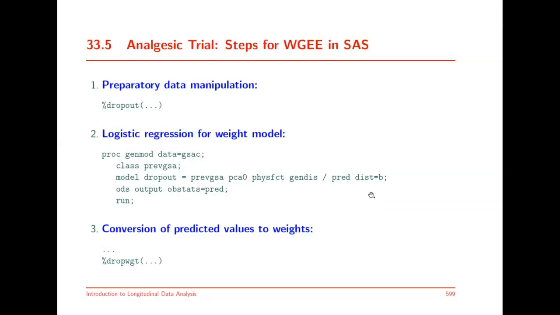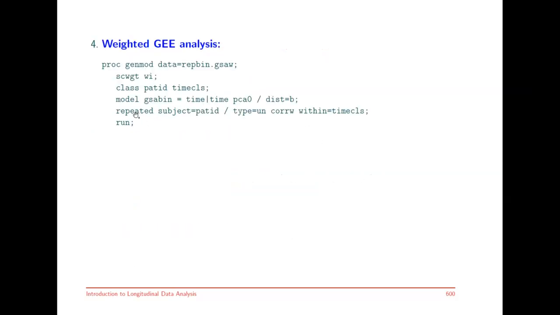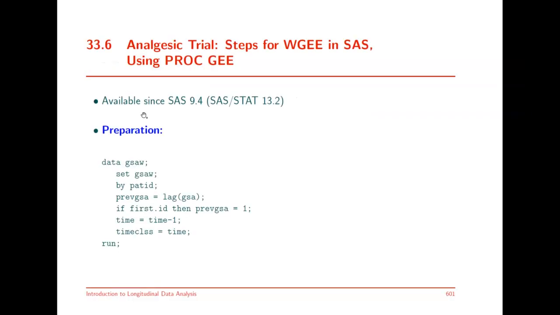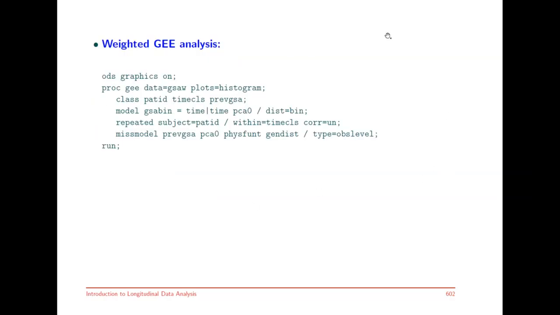Okay. In the old days, and I must emphasize what I show here on slides 599 and 560, we don't do anymore these days. We had to do a logistic regression for the weights, and then GENMOD with repeated, so GEE for the final analysis. Nowadays, we have the very useful PROC GEE in SAS, where apart from a single amount of bookkeeping, everything is done in one procedure. So that one procedure has a model statement for the final model and a missmodel statement for the dropout model. Very convenient.